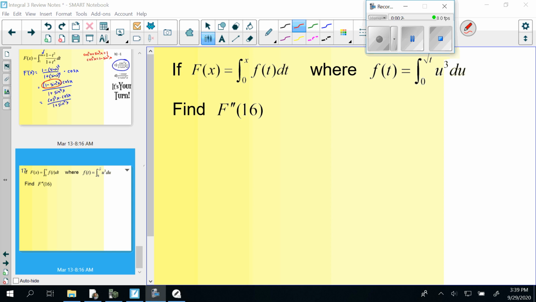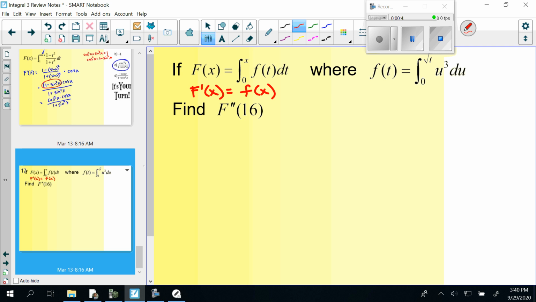From what we've done so far, we know if we take the derivative of capital F of x, that means we take the derivative of the other side, which would just equal f of x. But we haven't had one where it asked for the second derivative. So how do we find the second derivative here?